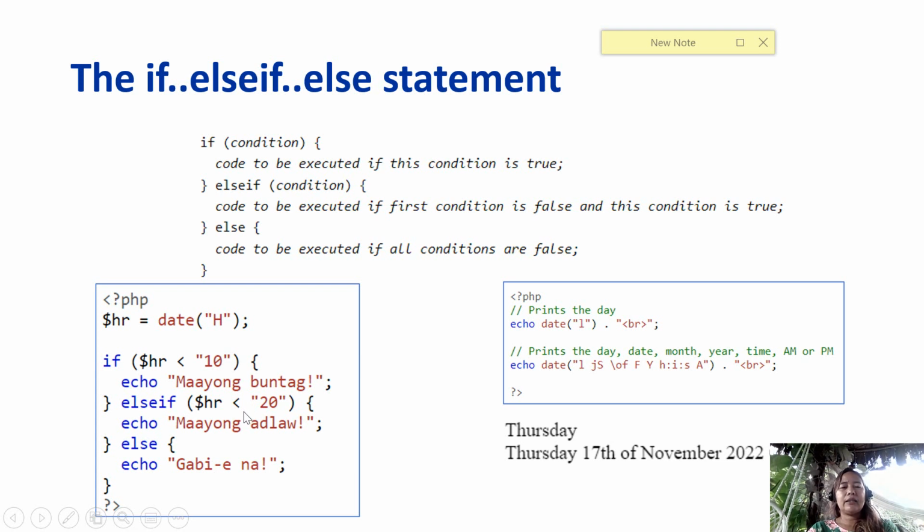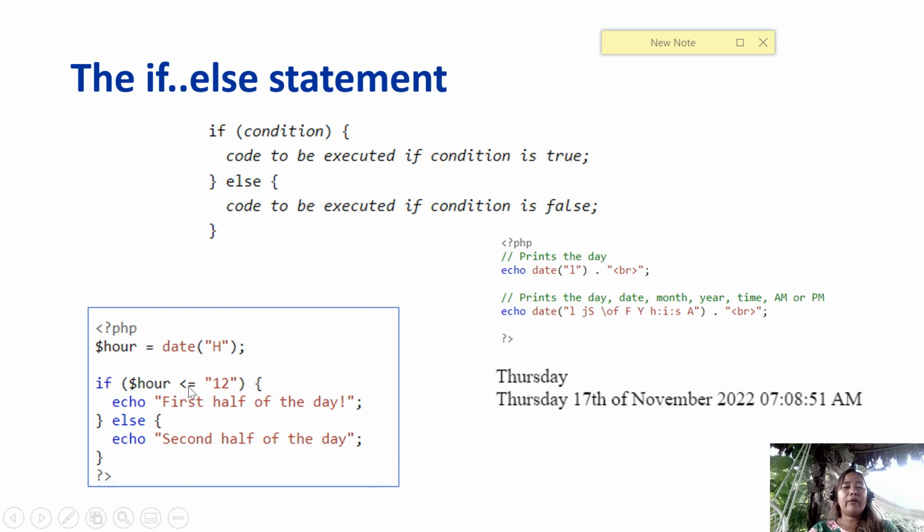Now, assuming that it is like 11 a.m. or 12 or 1 or 2 or maybe 17, which is 5 p.m. in the afternoon, it will display maayong adlaw. So any value from 10 to 19. Sorry, that's 10 to 19 because, as you can see, unlike the previous example, this one is less than or equal to. So that means if the value of hour is like 1, 2, 3, 4, 5, 6, 7, 8, 9, 10, 11 or 12, no, because this is less than 12, then this one will be performed. So it makes the condition true.